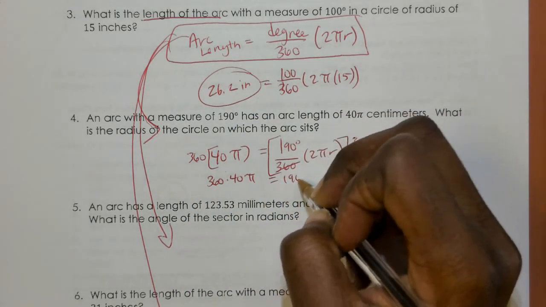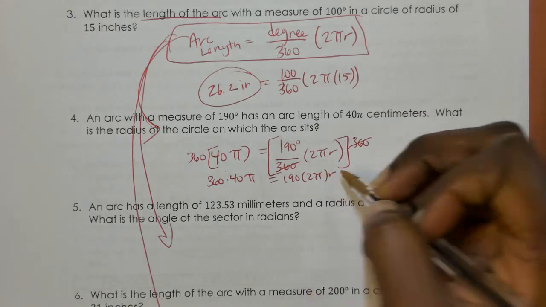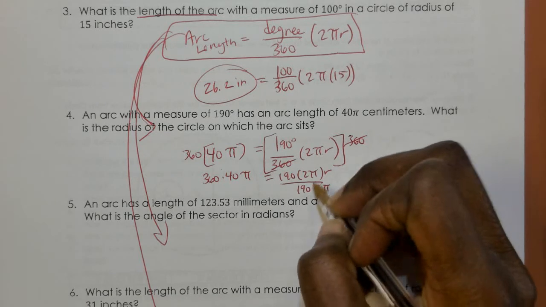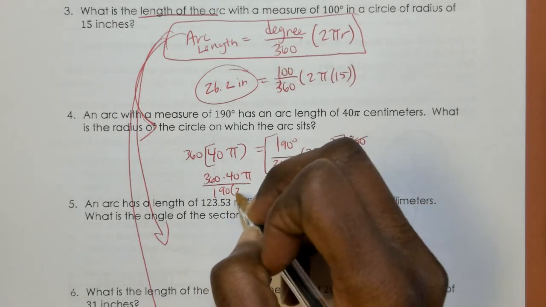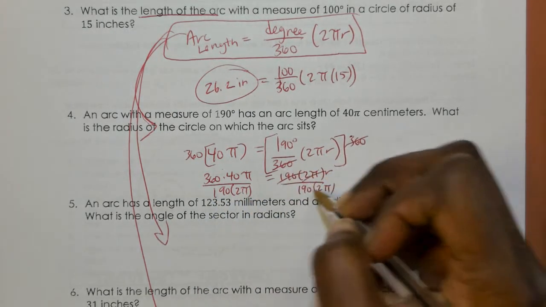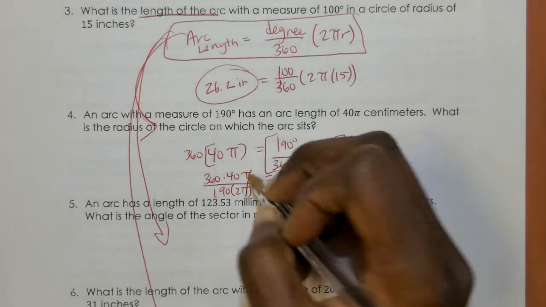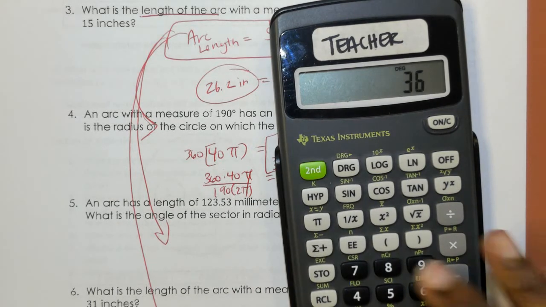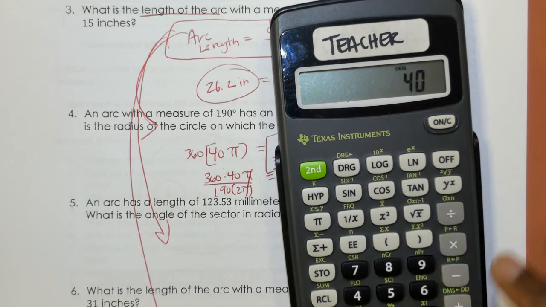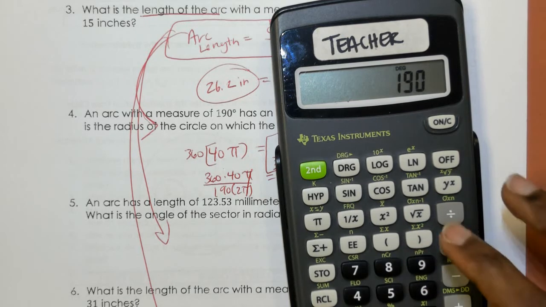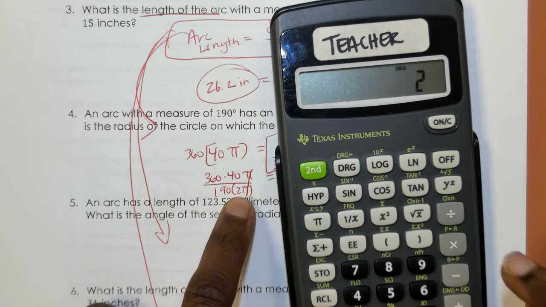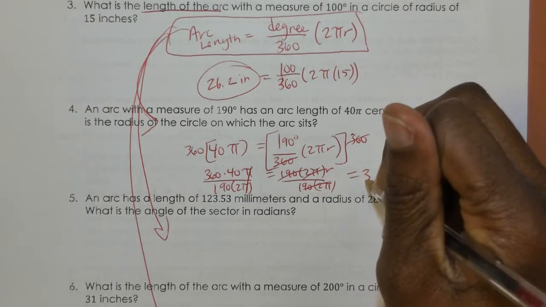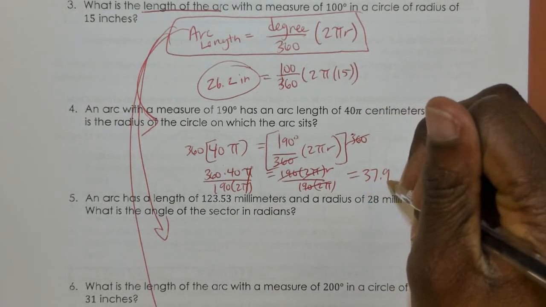That leaves me with 190 times 2 times pi times r. And then dividing by 190, 2, and pi. Cancels, cancels, cancels. And then the pi's cancel, so I can do 360 times 40 divided by 190 and divided by 2. So remember, anytime you see a divided, anything in the denominator, you divide by those things. So 37.9 centimeters.